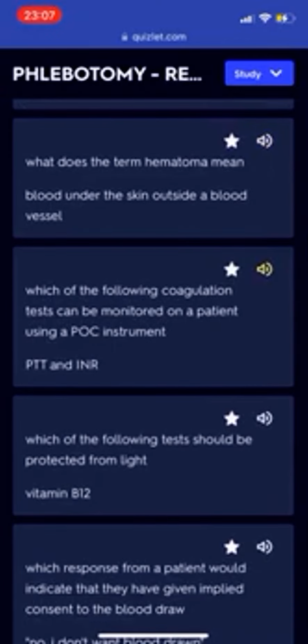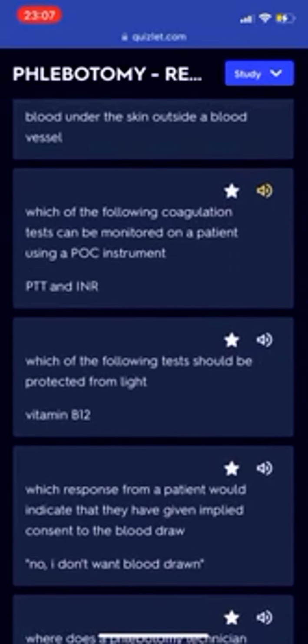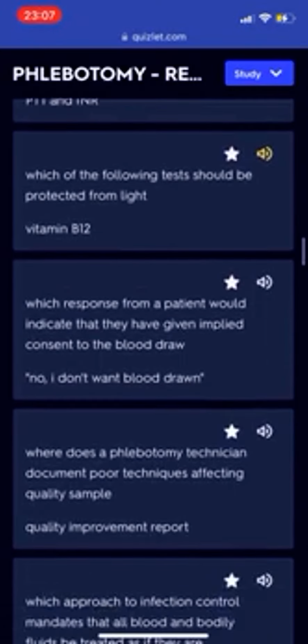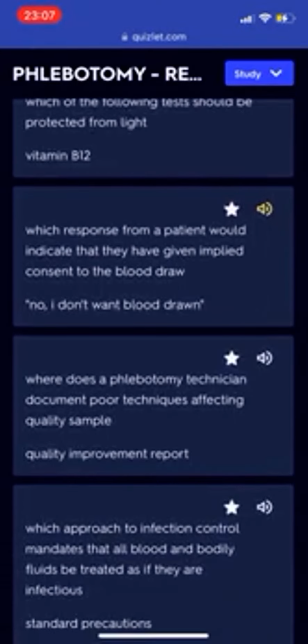Which of the following coagulation tests can be monitored on a patient using a POC instrument? PTT and INR. Which of the following tests should be protected from light? Vitamin B12. Which response from a patient would indicate that they have given implied consent to the blood draw?